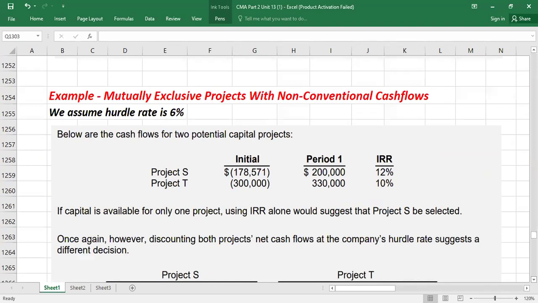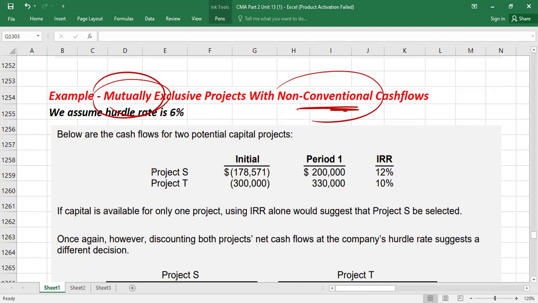Now here we have non-conventional cash flows and a mutually exclusive project. Again, same story I told you. Whenever projects are mutually exclusive, you have to select one. Even if you have three mutually exclusive projects, these three are competing projects, so you have to choose one. And if cash flows are also non-conventional and IRR and NPV produce different results, preference will be given to NPV. So here we have a small example just to understand.